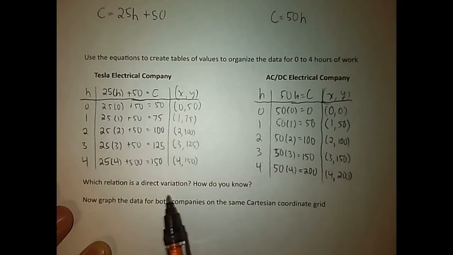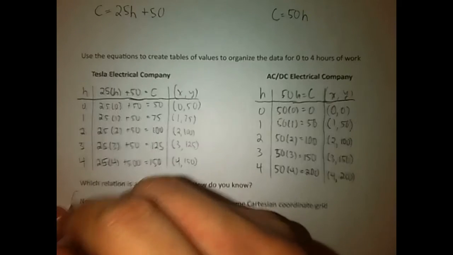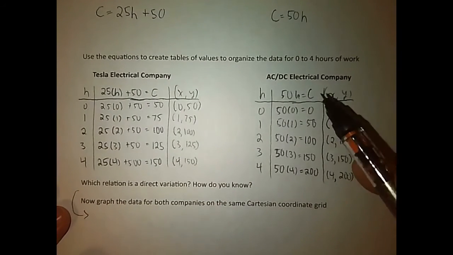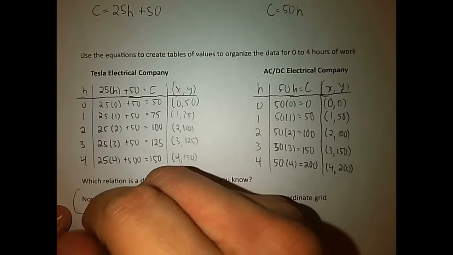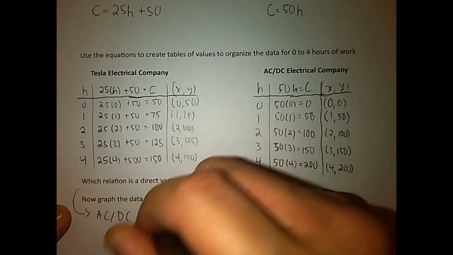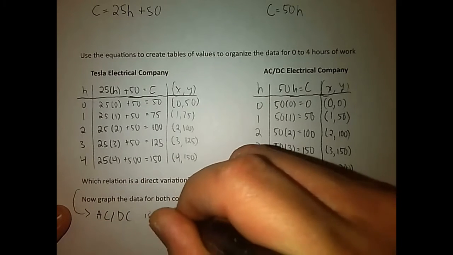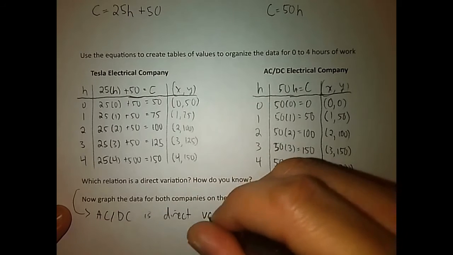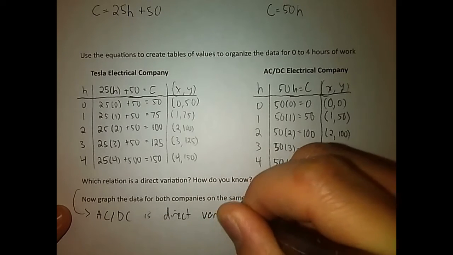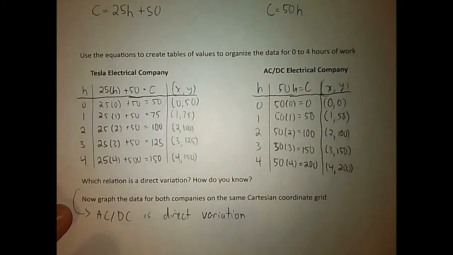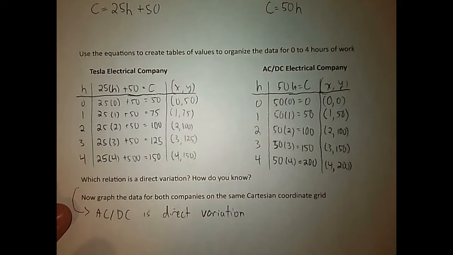So which relation is direct variation? How do we know? Well, we can see that AC/DC is a direct variation. And how do we know that? Well, we have to look at where it starts, or what it passes through. It passes through the origin.